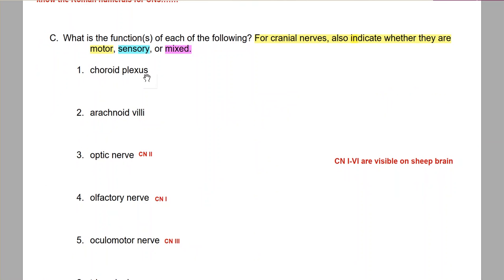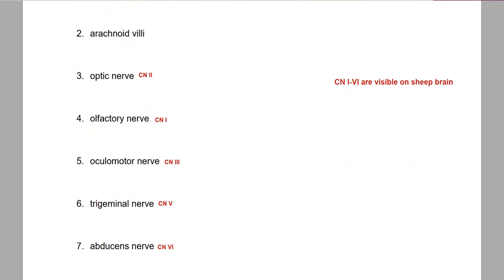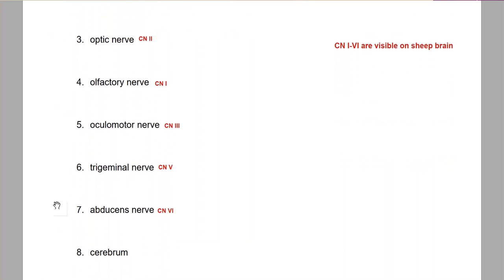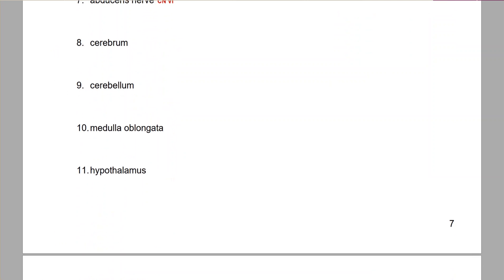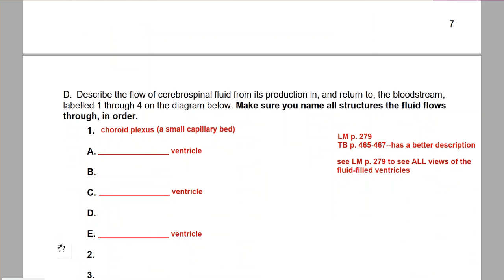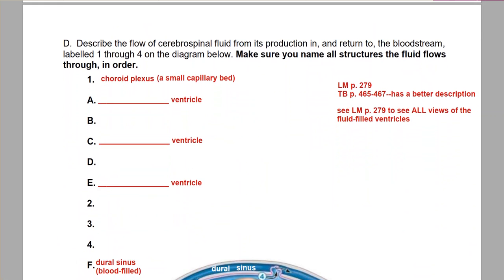So choroid plexus, remember, was that capillary bed that makes your CSF. And so there are some other structures here. There are some cranial nerves here. Cranial nerves 1 through 6 are visible on the sheep brain, so I would know where they go and what they serve and if they are sensory, motor, or mixed. And then more vocabulary.